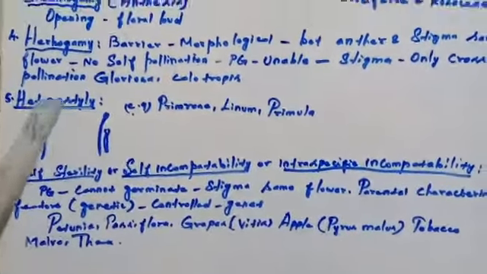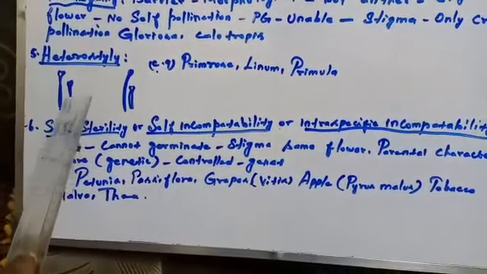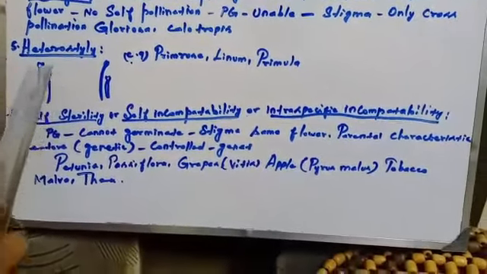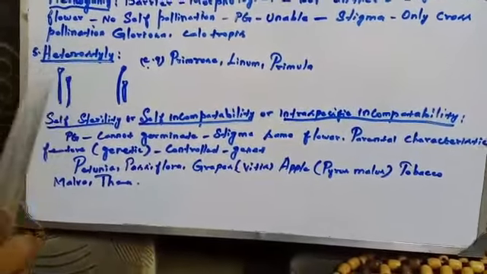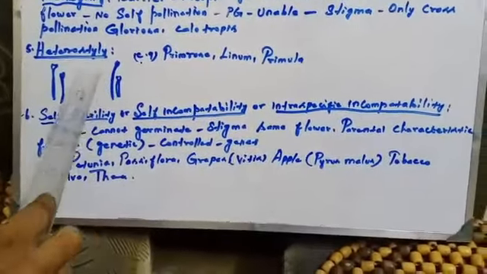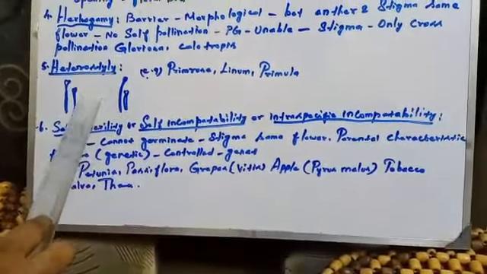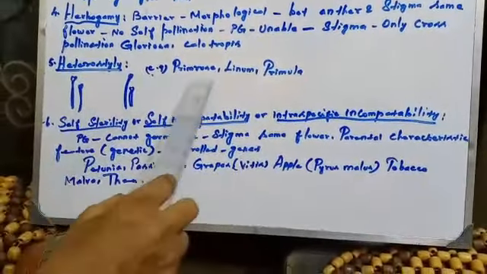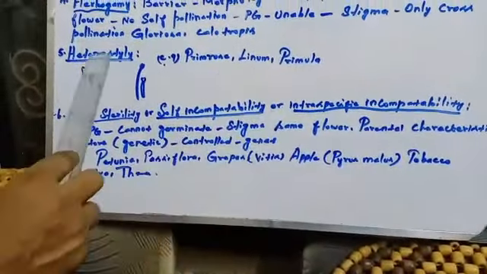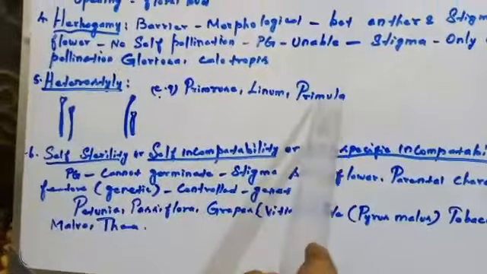Again, I'll repeat about heterostyly. There is a difference between the length of the filament of the stamen and the length of the style in the flowers of some plants. Some plants have long stamen, short style, and some plants have long style and short stamen. Due to this reason, what pollination does not take place? Self-pollination does not take place. Only cross-pollination takes place. Example, primrose, Linum, Primula.